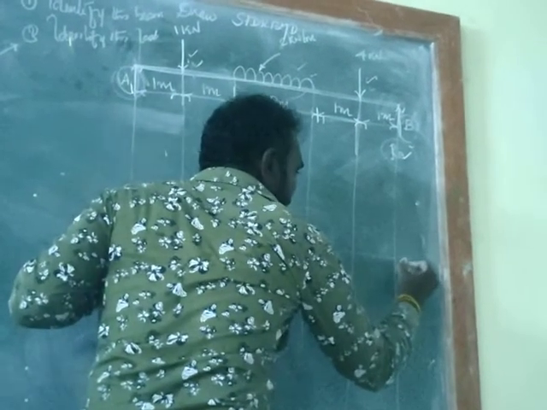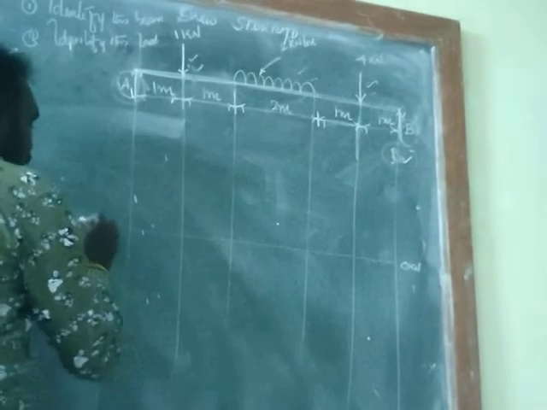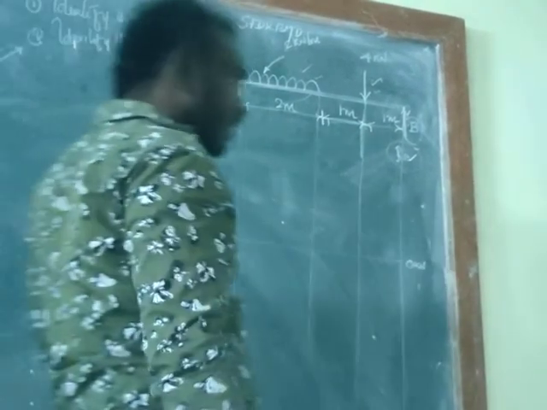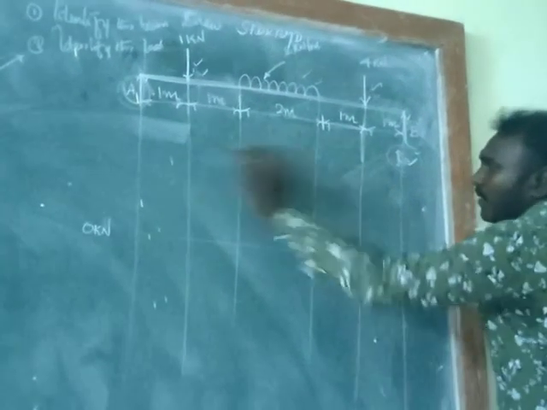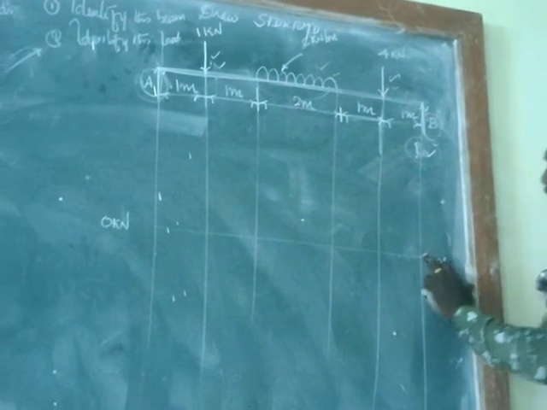Here it is 0 kilonewton shear force. Here also 0 kilonewton shear force. We are starting the shear force diagram from the right side onwards.